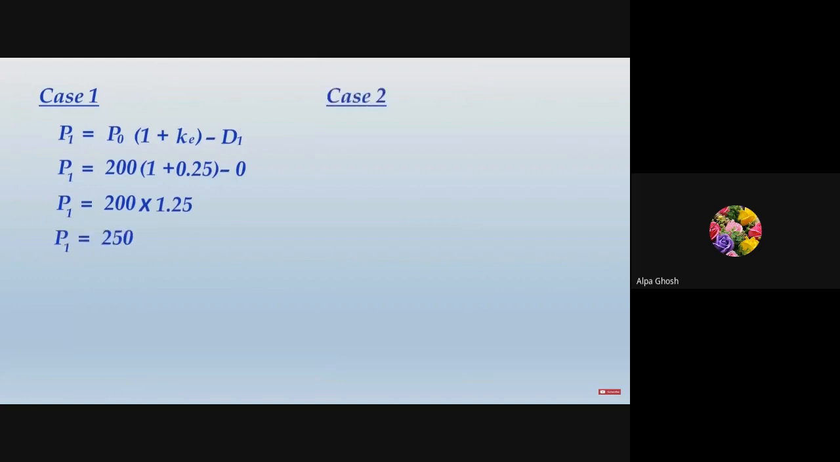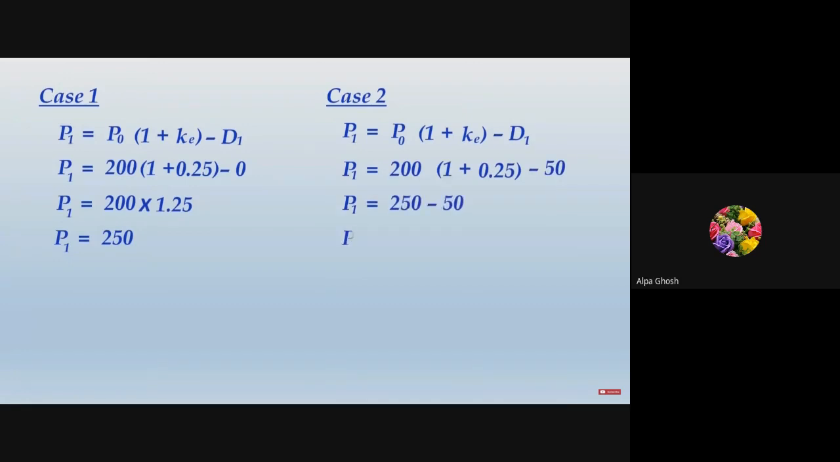P1 equals P0 into 1 plus KE minus D1, and in case 1 now I will substitute these values and determine the value of P1. So the P1 value for case 1 would be 250, and in case 2 the P1 value will be a little different, of course, because over there the dividend payout is not 0, it is 100%, where dividend per share is rupees 50. So P1 will be 250 minus 50, so P1 will be 200.